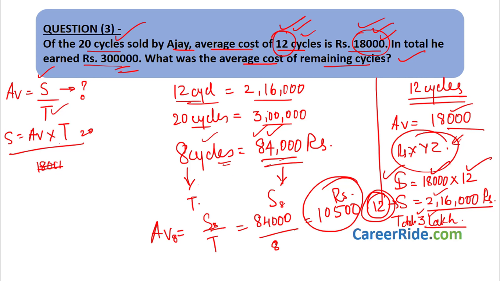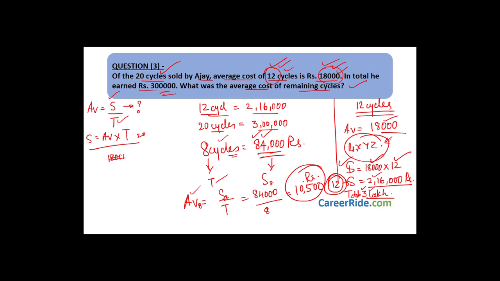So total sum for 8 cycles is 84,000. Total number of cycles is 8. So what is the average of the remaining 8 cycles? Sum upon total, 84,000 upon 8, that is nothing but 10,500, right? So moving on to the next sum.